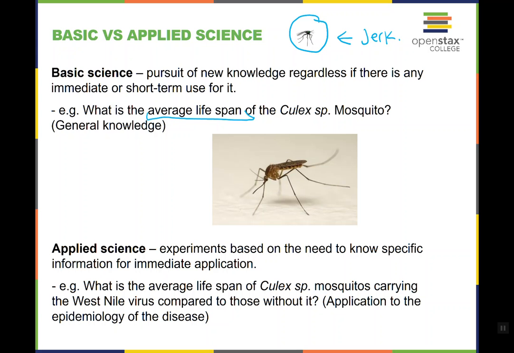Applied science are experiments that are based on the need to know specific information for some immediate application. So, one reason you might want to know the lifespan of this mosquito is to perform some epidemiology. If we know that mosquitoes are disease vectors, which means they carry diseases, specifically the West Nile virus, you might want to know how much longer or shorter disease-carrying mosquitoes last compared with non-disease-carrying mosquitoes. And that would give you a little bit of extra knowledge to try and solve the problem of the spread of a known pathogen.